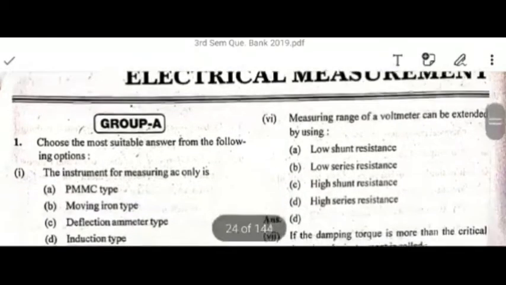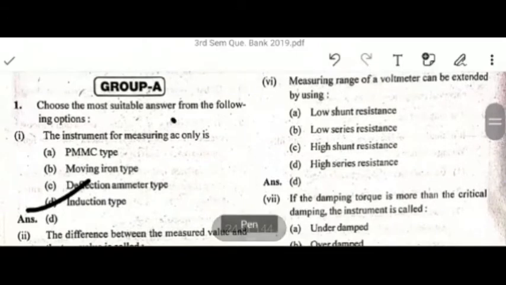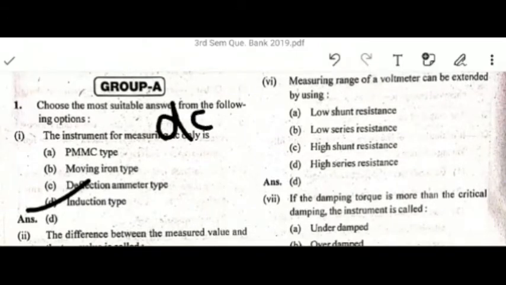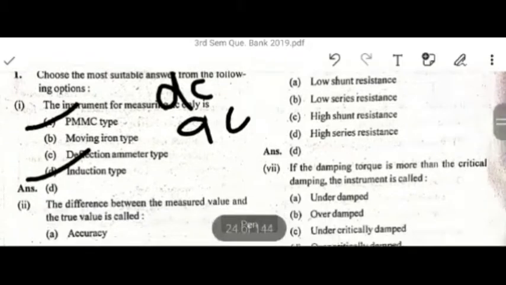Our first question is: the instrument for measuring AC only. We should know that if the question is the instrument for measuring DC only, then the answer will be PMMC type. But for AC only, induction type instruments are suitable. So option D will be the correct answer. If it is DC, then PMMC type will be the correct answer. But here it is AC, so induction type is suitable.